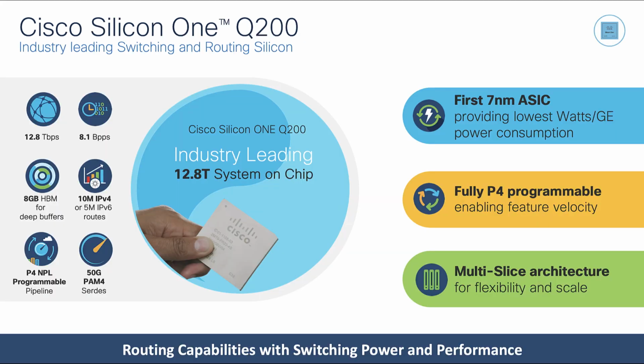At the heart of these advancements is the Cisco Silicon One Q200 chip. This 7nm ASIC delivers industry-leading performance with up to 12.8 Tbps of throughput on Catalyst 9600 and 9500 series and 8.1 billion packets per second processing. It is not just powerful but also efficient, offering the lowest watts per gigabit of Ethernet power consumption. The Q200 chip also supports P4 programmability, which allows for rapid development of new features and enhanced flexibility in the handling of diverse network workloads.